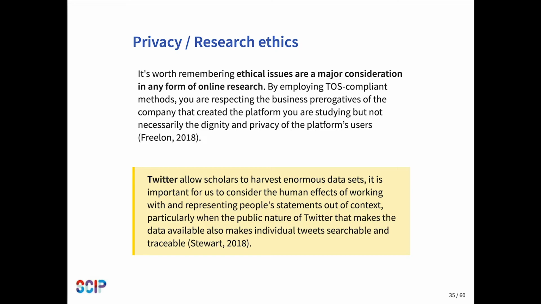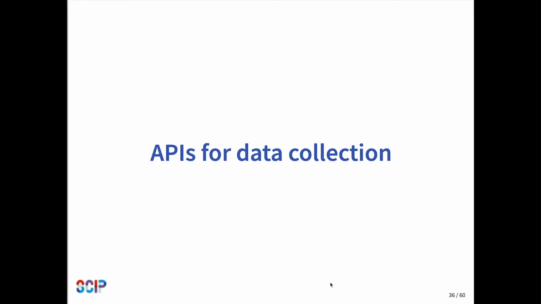For example, Twitter allows scholars to harvest enormous data sets, but it's important for us to consider the human effects of working with and representing people's statements out of context, particularly where the public nature of Twitter that makes the data available also makes individual tweets searchable and traceable. Now we'll have a closer look at how APIs are used for data collection.